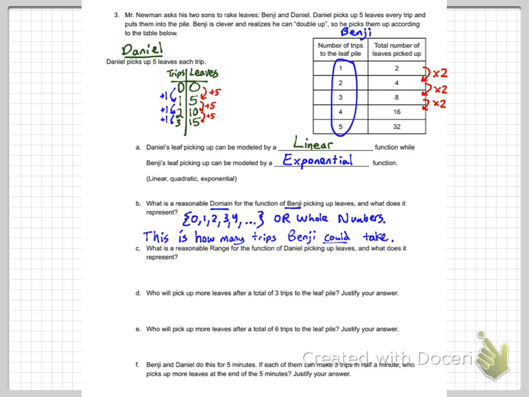The range for Daniel is going to be this right here, the number of leaves, because range is the output, the y value. So here we have 0, 5, 10, and 15, and so on. Those are multiples of 5. So you could write it either way, the 0, 5, 10, 15, ... or multiples of 5s. What does this represent? Well, this represents how many leaves Daniel could have in his pile.